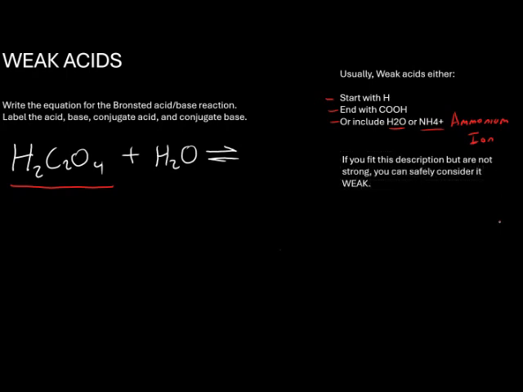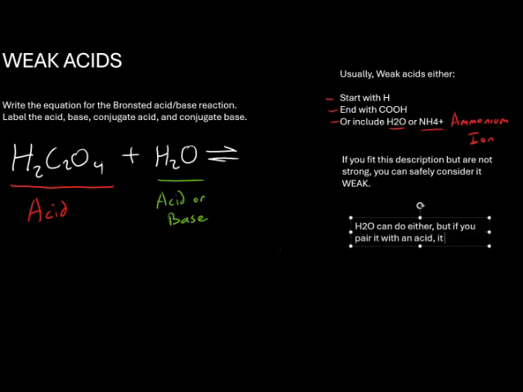We can see that this first compound we start with is H2C2O4. We can consider this our weak acid, or it could act as a base. However, since we are definitely pairing up water with an acid, you can't combine an acid with an acid, and therefore water must act as the base. So since we have paired water up with something that's only an acid, we know that water cannot be acting as an acid here and must be acting as a base.